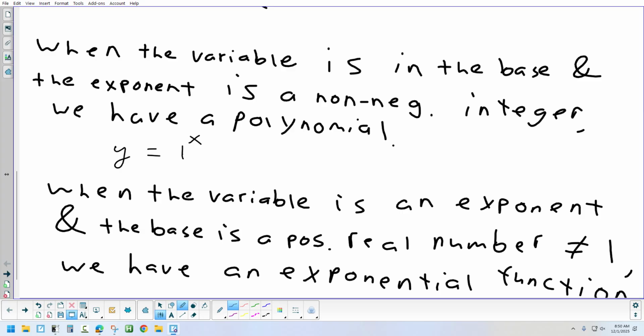Okay, so two conditions to be exponential. You've got to have a variable in the exponent, and you've got to have a positive base. You can have fractions and decimals, that's fine. But it just has to be a positive number except 1. And that makes it exponential.